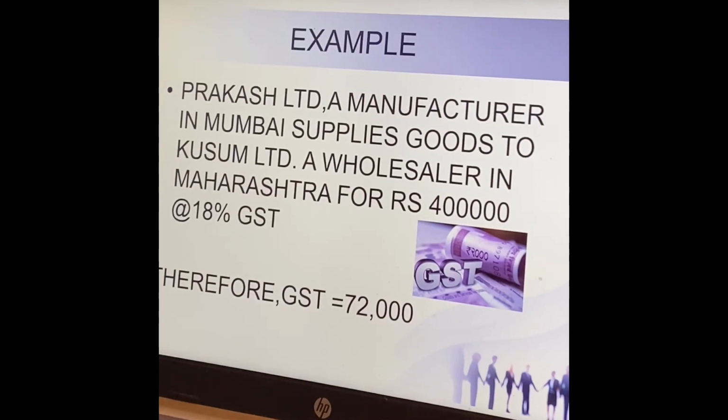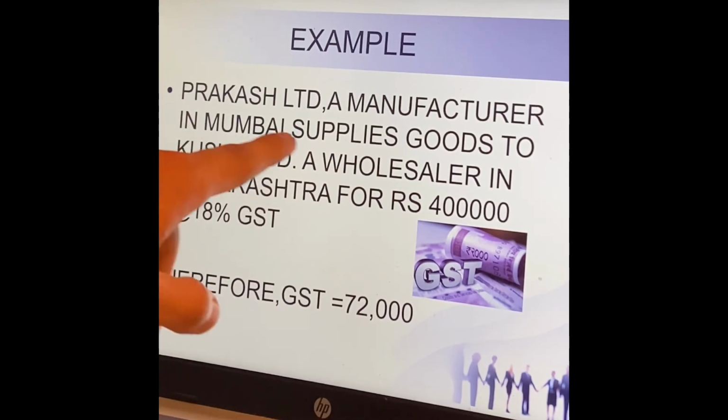So now we'll understand IGST, SGST, and CGST, all three taxes, in one example. It would be a very interesting example to discuss. So let's start. Example: Prakash Limited, a manufacturer in Mumbai, supplies goods to Kusum Limited, a wholesaler in Maharashtra. Mumbai is in Maharashtra, so it is the same state. So the trade is happening within Mumbai and Maharashtra.